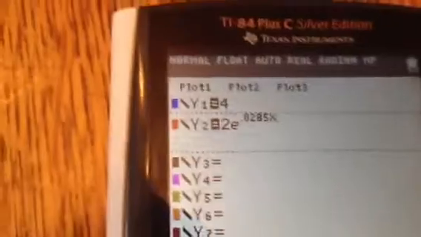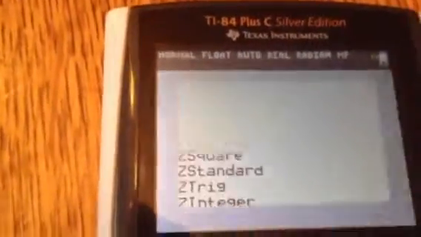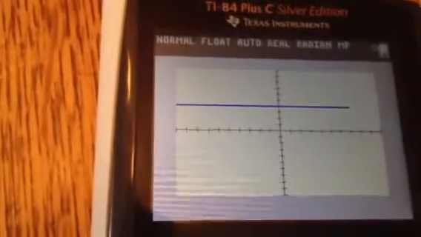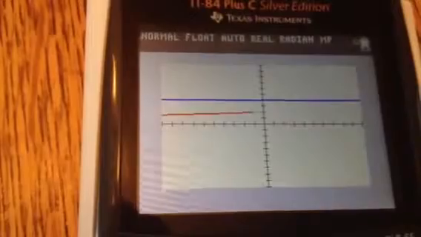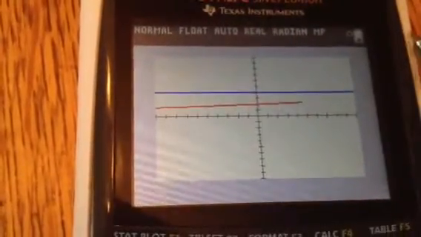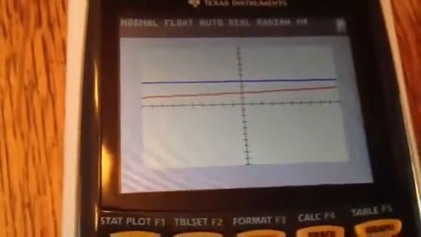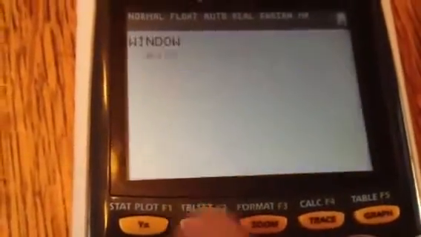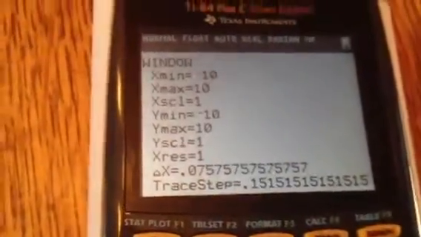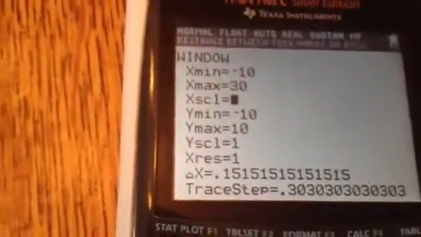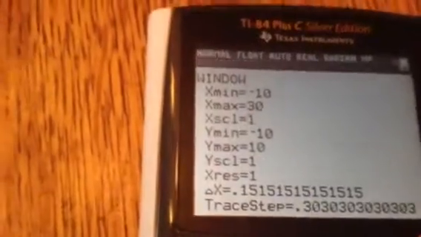and 0.0285 with my exponent. Okay, so first start with Zoom 6. And this time we're seeing it in the Zoom 6 window. All right, I don't think I'm going to be able to see, but it's really close. So actually, instead of zooming out, I'm just going to extend my window. I'm going to press this window button and have my X max, I'm just going to move it over to 30. I could probably do it in 20, but I'm going to change it to 30. All right, then hit graph.